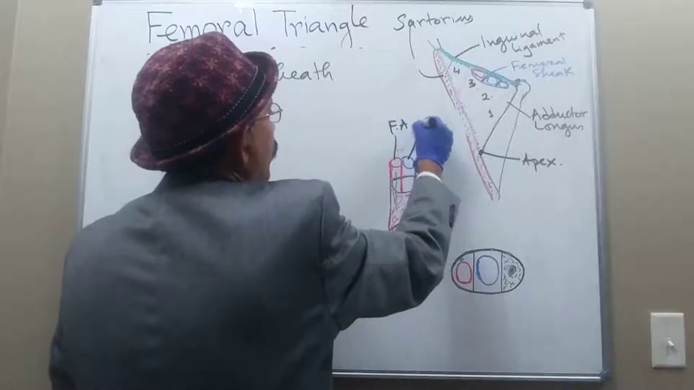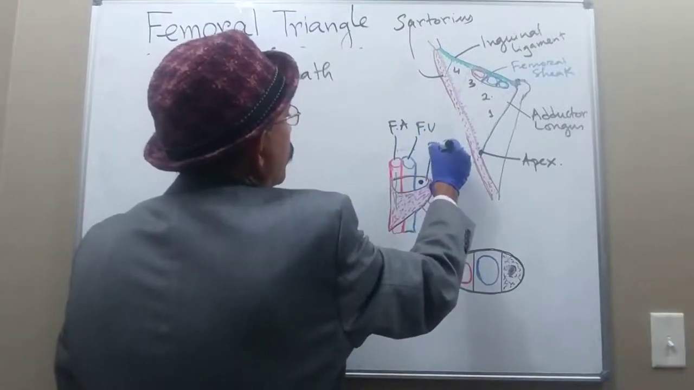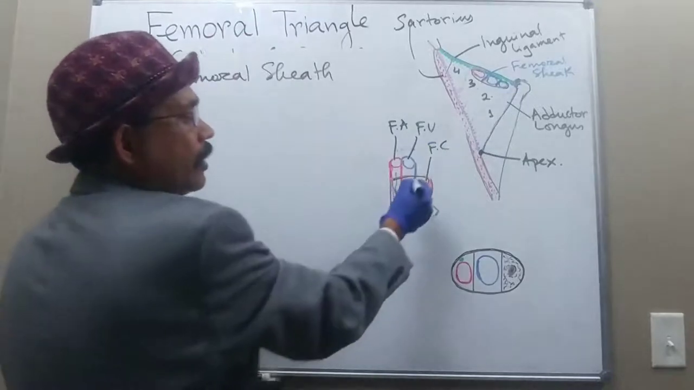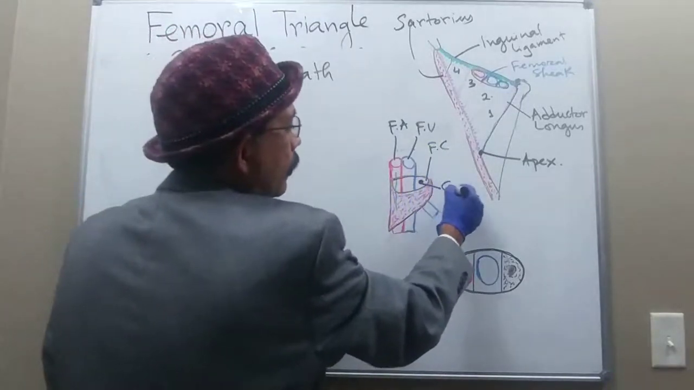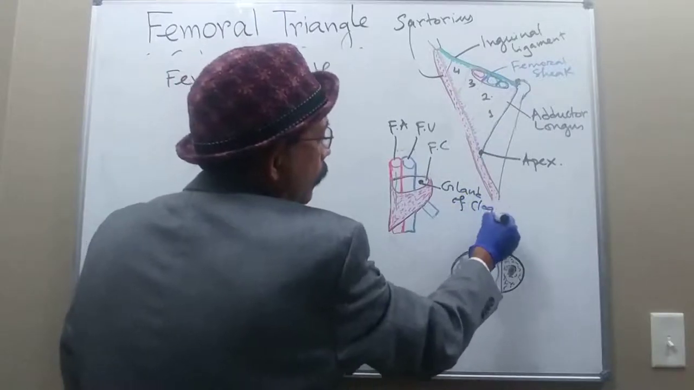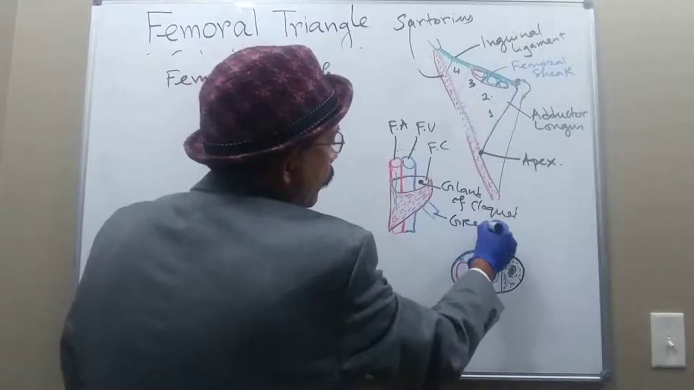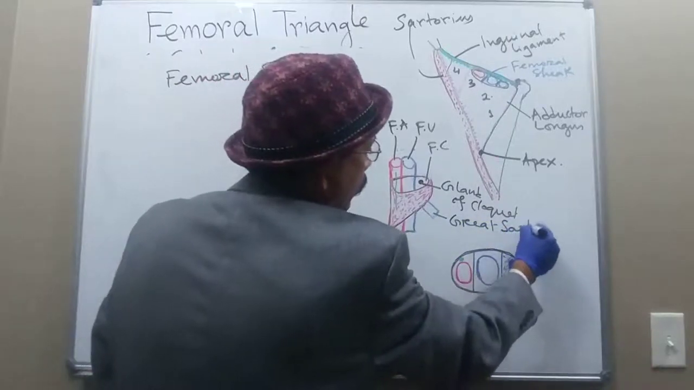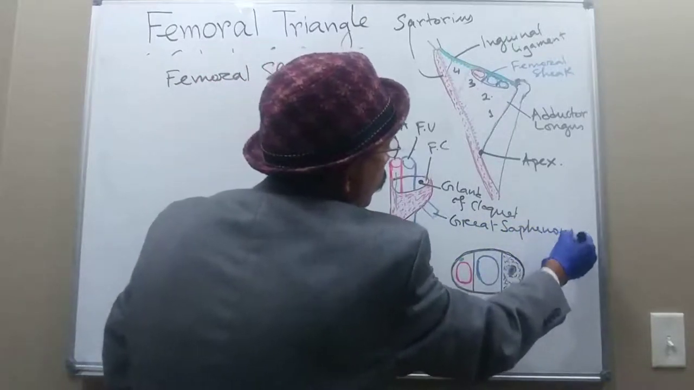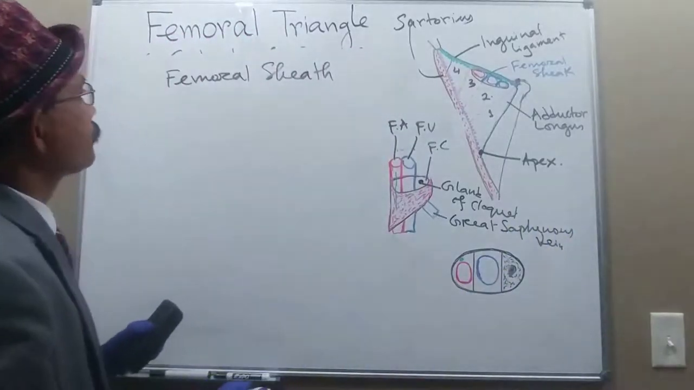This is the femoral vein. This is the femoral canal. Okay. We got that. This is the gland of Cloquet, also called Rosenmüller. This is the great saphenous vein. Okay. We got that.